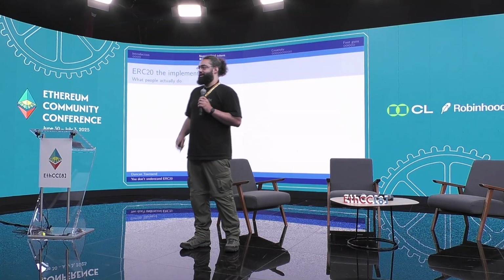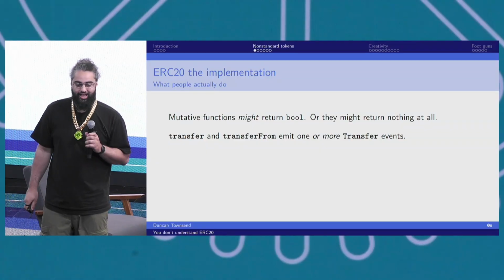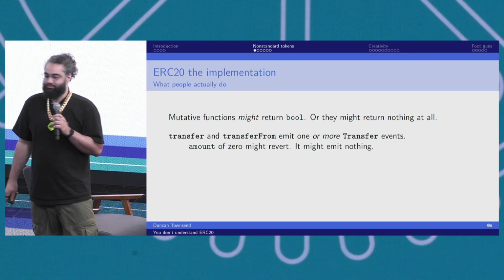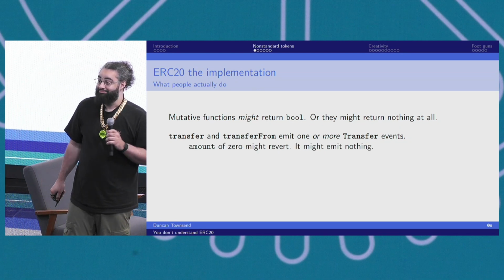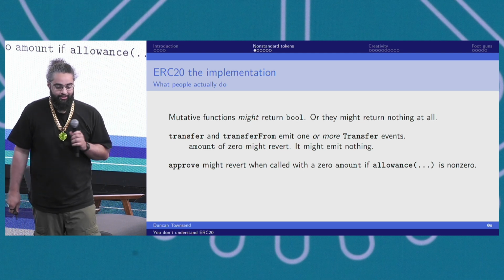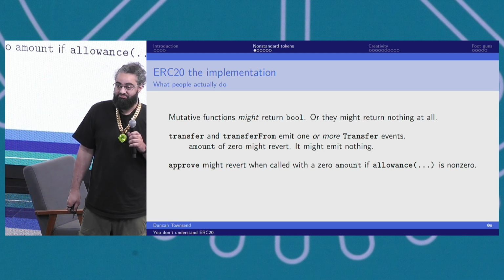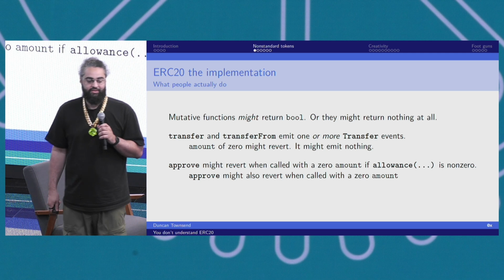But what do people actually do? All the people who write tokens without reading the standards. They might return bool. They might return nothing. You got to handle that. You might get more than one Transfer event. An amount of 0 might revert. It might also not emit anything. Approving 0 is supposed to work, but might not.